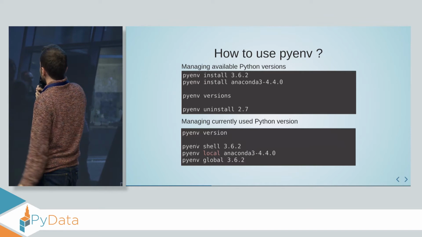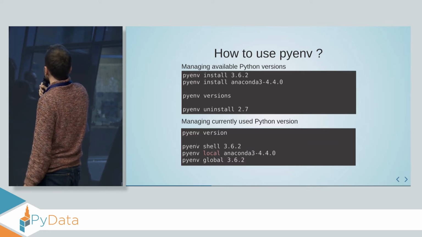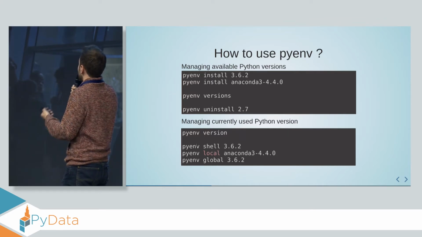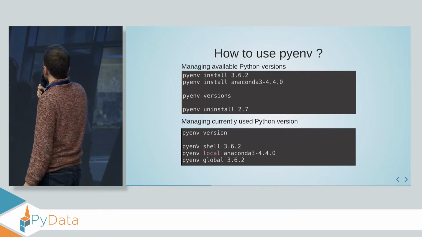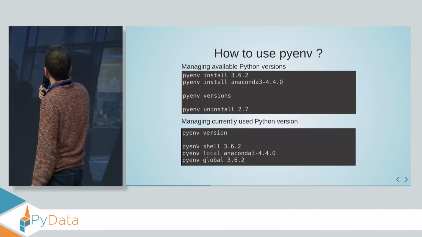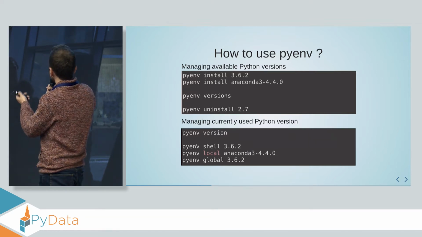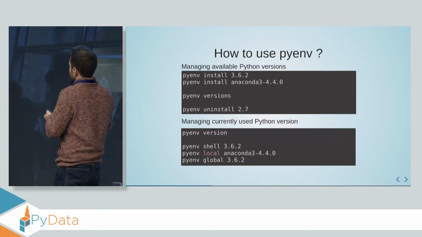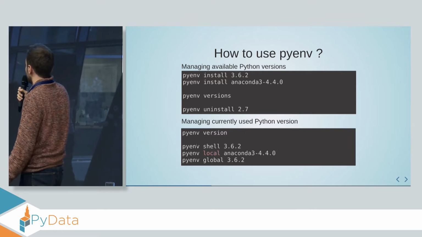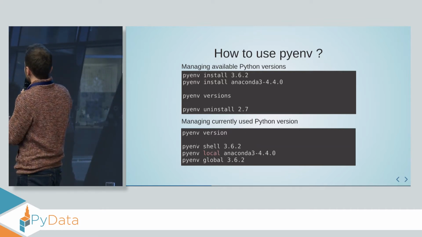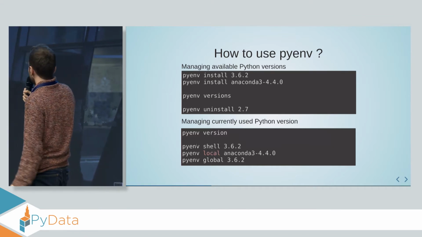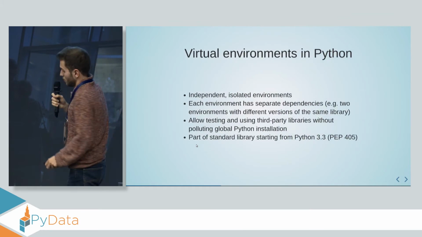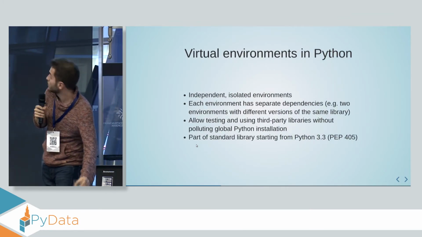For listing all available Python interpreters, you have the command pyenv versions. And for uninstalling, you just type pyenv uninstall with the proper name or version. And as I mentioned before, you have the commands pyenv shell, pyenv local, and pyenv global for setting the current Python interpreter. And you can check which one is used with the pyenv version command.